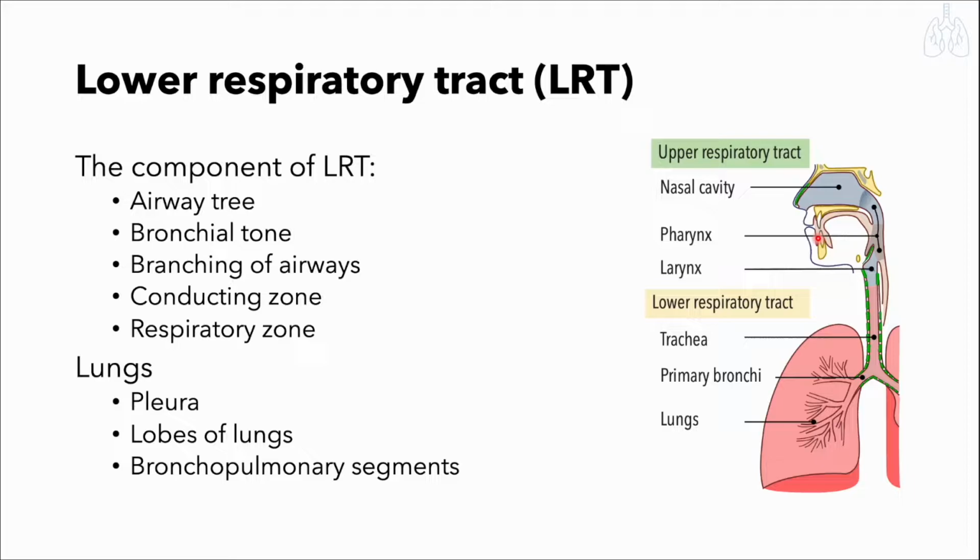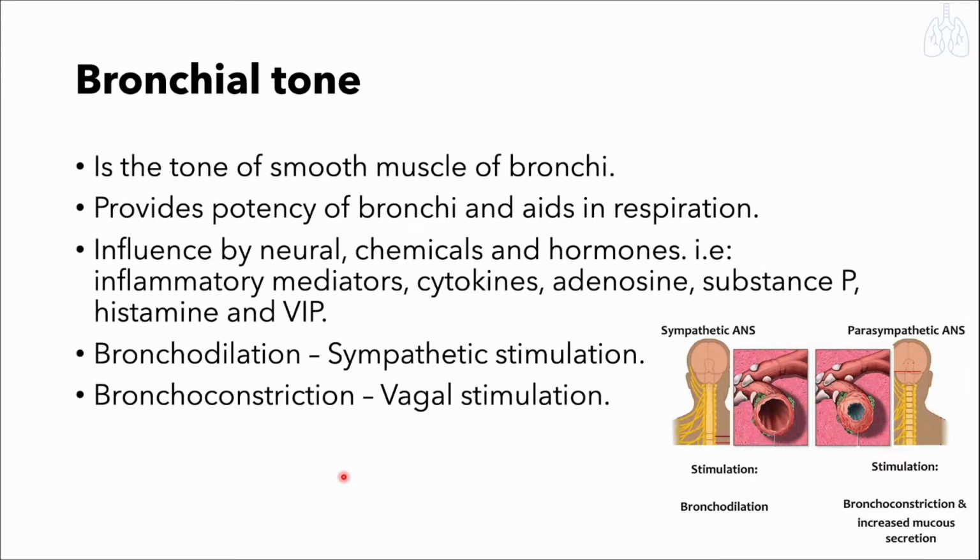Now let's move on to the lower respiratory tract. The components of the lower respiratory tract are the airway tree, the bronchial tone, the branching of the airway, the conducting zone, as well as the respiratory zone. You will also have the lungs themselves. In the lungs, you have the pleura, the lobes of the lungs, and the bronchopulmonary segments. Now let's move on to the bronchial tone. So what is bronchial tone?